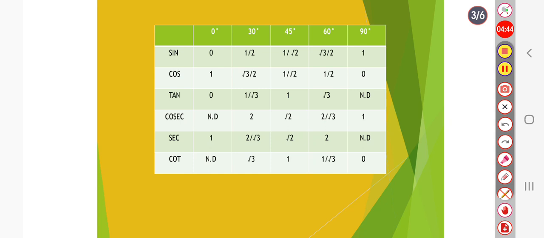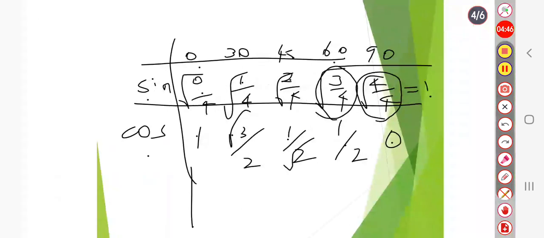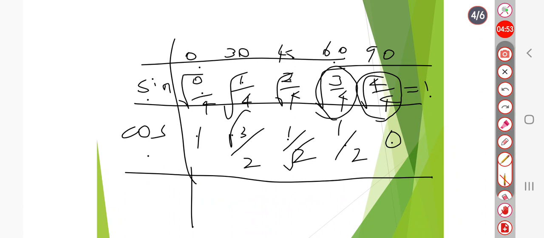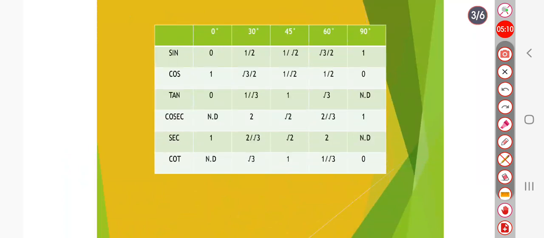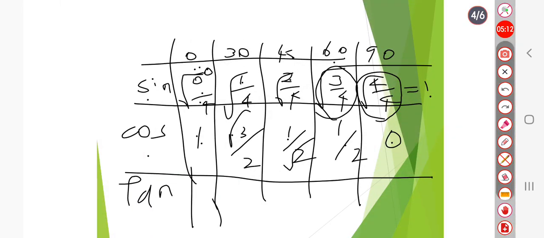Yes. Then finding the value of tan is much simpler. It's nothing but the value of sine divided by cos that has been present over here. For tan 0, sin 0 is 0, which we saw, and cos 0 is 1. So 0 by 1. The tan 0 value will be 0, right? 0 divided by 1 is nothing but 0.